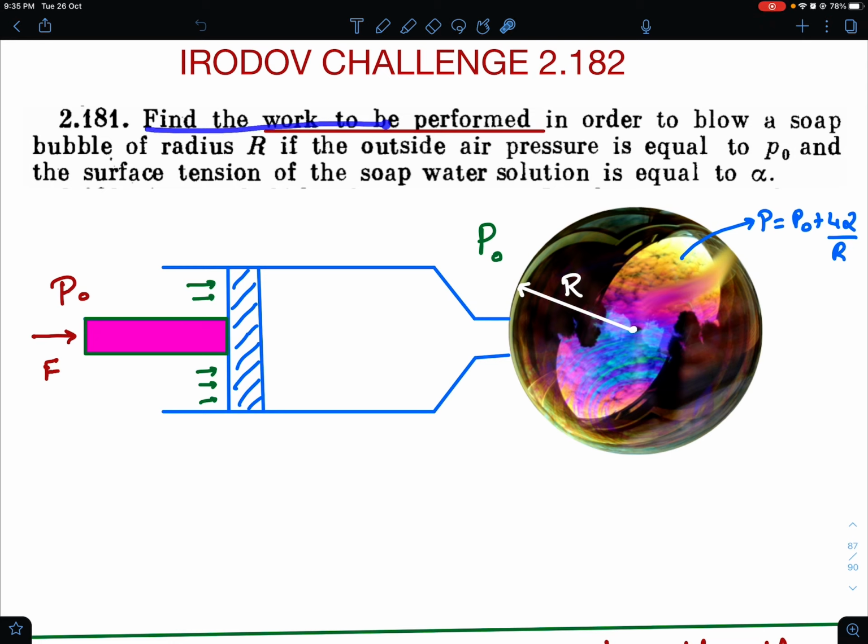So the problem is: find the work to be performed in order to blow a soap bubble of radius capital R if the outside air pressure is equal to P naught and the surface tension of the soap water solution is equal to alpha. Okay, so we have to find the work to be performed. Now that's the keyword, and we'll see what this can possibly mean.